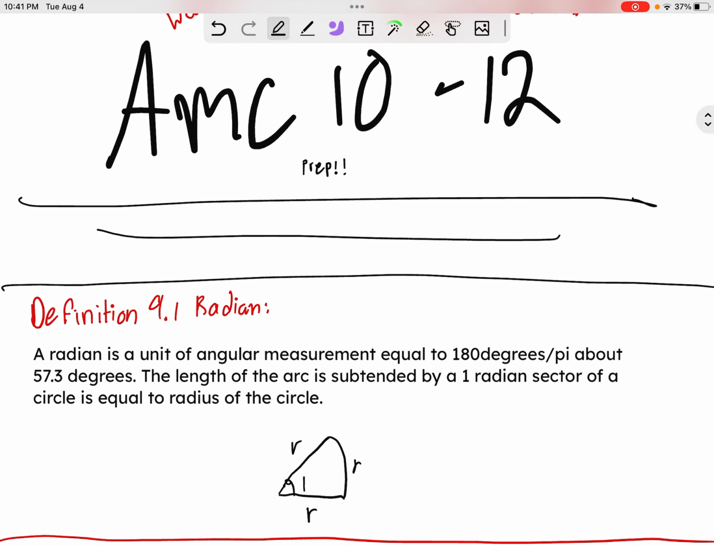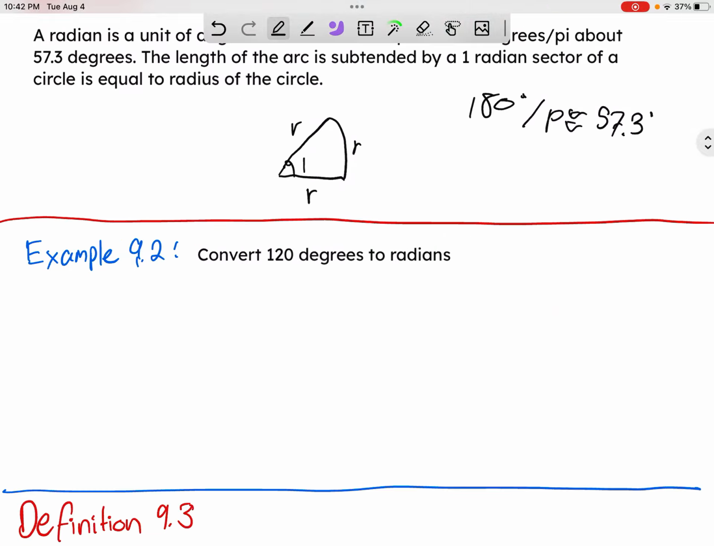Definition 9.1. A radian is a unit of angular measurement equal to 180 degrees over pi, about 57.3 degrees. Like, 180 degrees divided by pi will be about 57.3 degrees. The length of the arc subtended by one radian sector of a circle is equal to the radius of the circle. Okay? So we'll go to example 9.2.